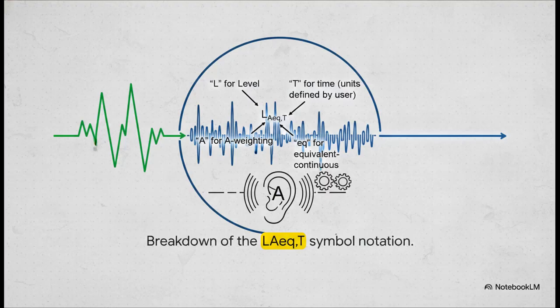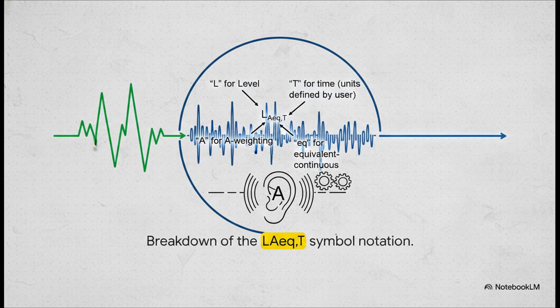Because noise is always fluctuating, we desperately need a way to average that energy over time. You are going to see this symbol everywhere in noise assessment. Let's break down the acronym, LAeqT. The capital L stands for level. The A tells us we're using that A-weighting filter that mimics the human ear. The Eq stands for equivalent continuous, meaning this is the average sound level using that equal energy rule we just talked about. And finally, the T is the specific time period we measured, like an hour or a full work shift.